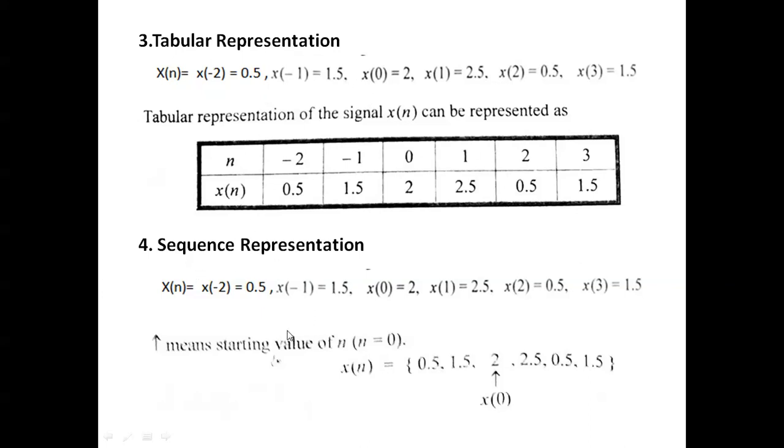And sequence representation means this is the sequence representation. x of n is equal to a double bracket, with 0.5, 1.5, 2, 2.5, 0.5, everything there. This is minus 1, this is minus 2, and this is plus 1, 2, 3, like that. The center place is the origin, and we put an arrow there, that is x of 0. So this is the sequence representation.